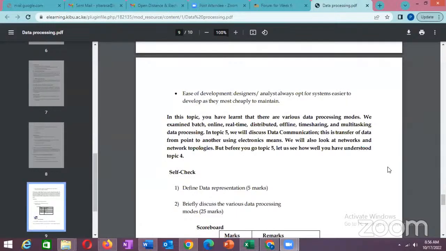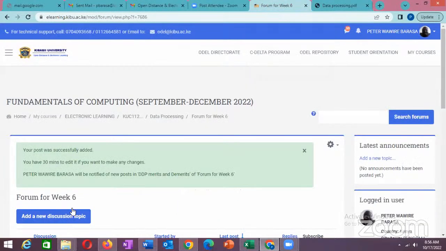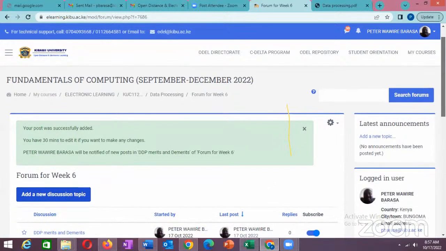So in this topic, you have learned that there are various data processing modes. I've examined batch, online, real-time, distributed, offline, time-sharing, multitasking. So I want you to discuss the real-time on the forum. I'm adding another topic, discuss the real-time. As you can see from your screen, I'm adding it. Another topic.